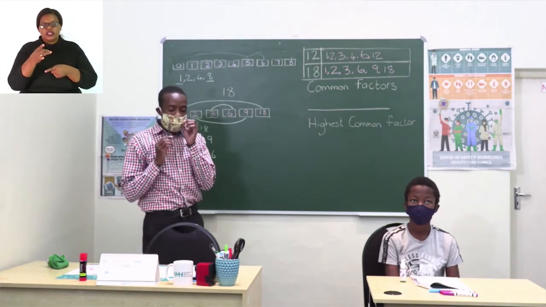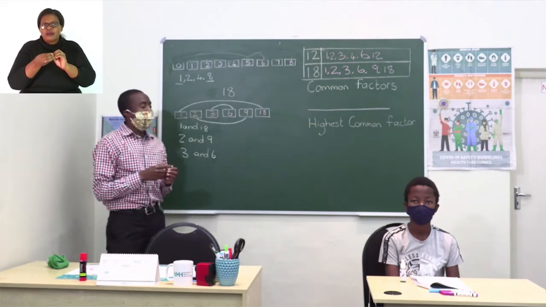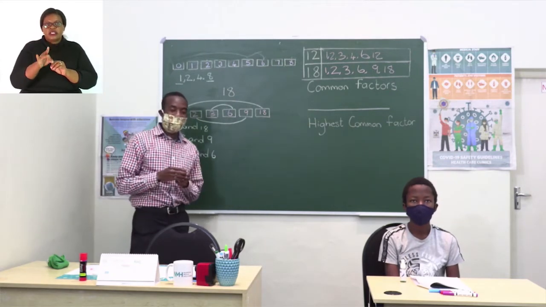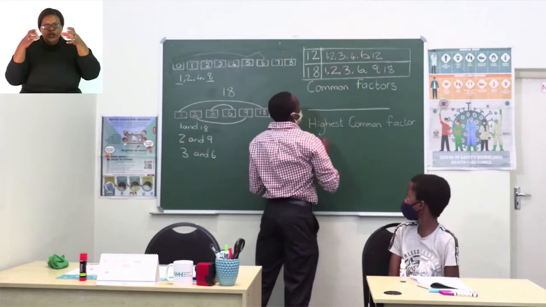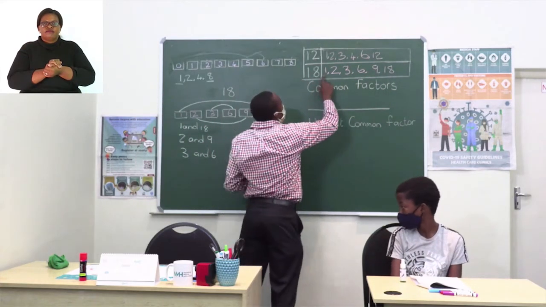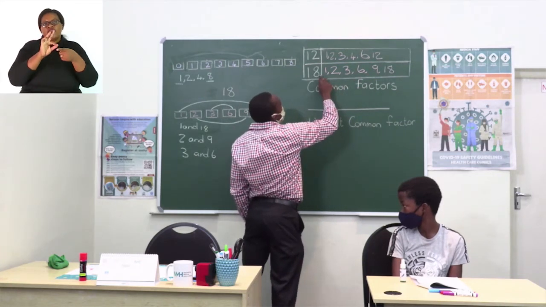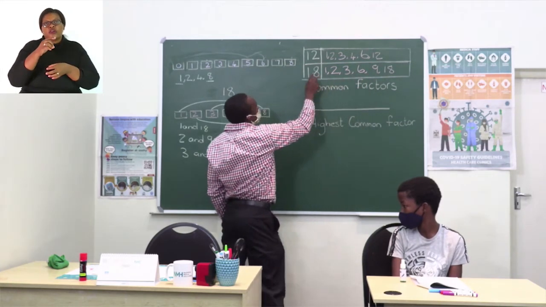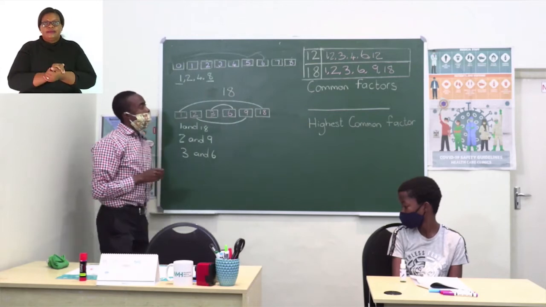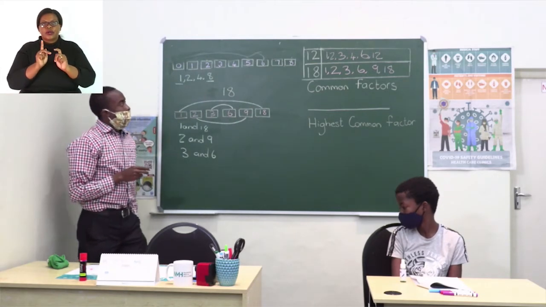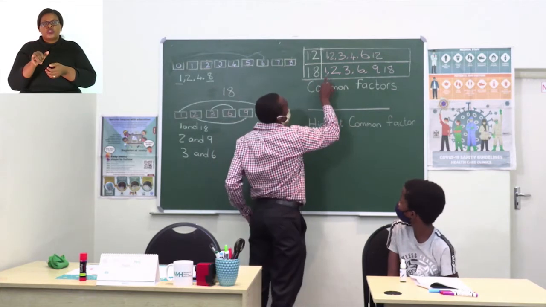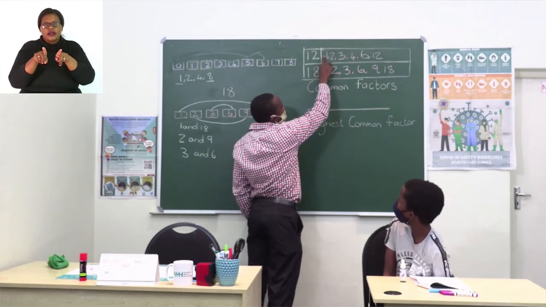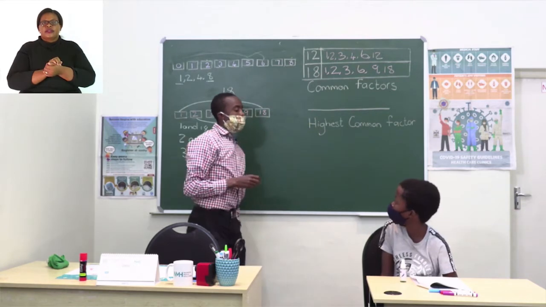Now, what is common? If something is common, it means it appears in both sets. All right? Here we have a set of factors of 12, and here we have a set of factors of 18. Okay? Now, help me here. Which of these factors are common? In other words, that appear here and also there.